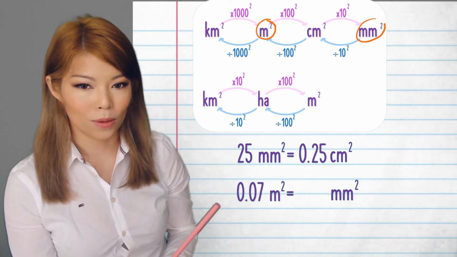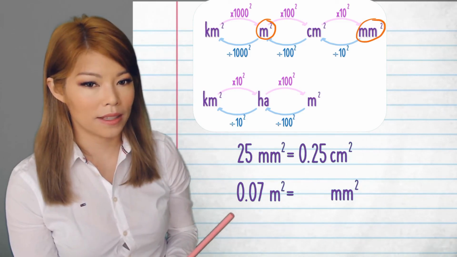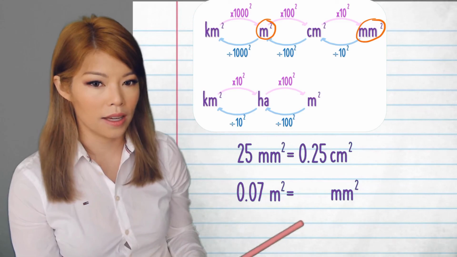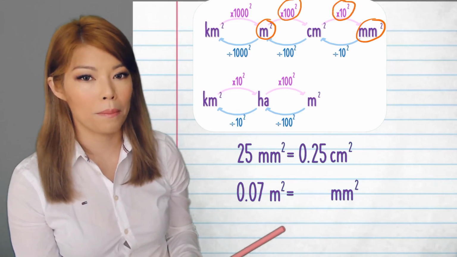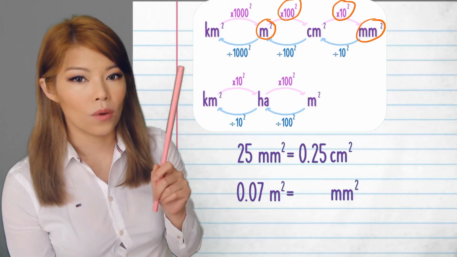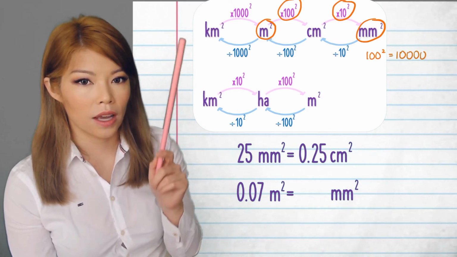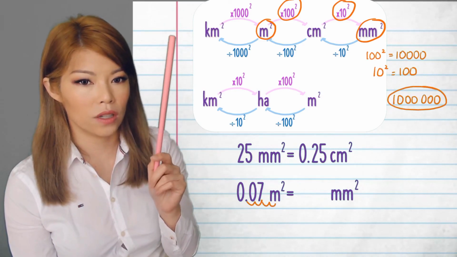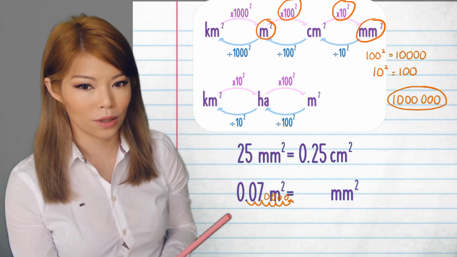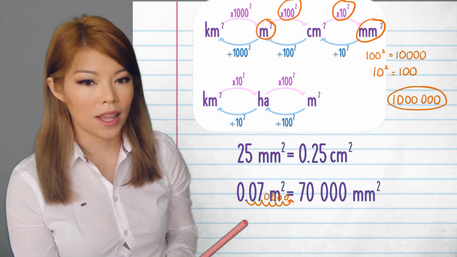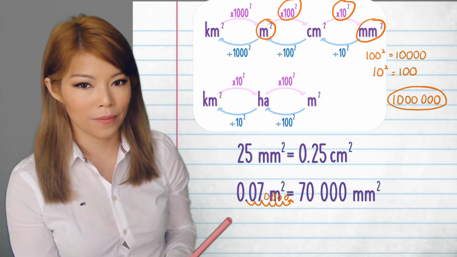Second example, we're going from meters squared this time, and we're going to millimeters squared. So we're going to a smaller unit, which means we have to multiply. And let's see what we're multiplying by. 100 squared means 4 zeros, and 10 squared means another 2 zeros, so altogether 6 zeros. So moving the decimal point 6 times, we get 70,000 millimeters squared.